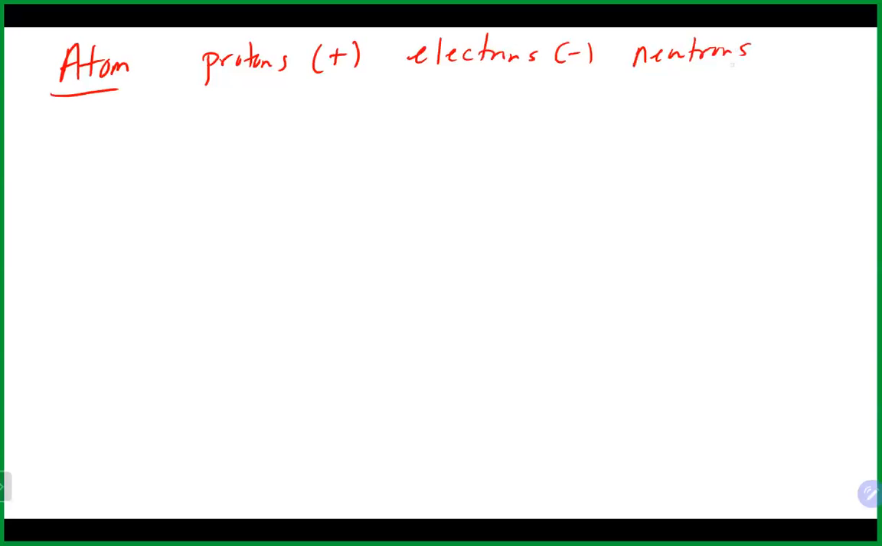So last time we got into chapter 4, and we really talked about the atom. We talked about a number of experiments that led to the understanding of the atom. It's really three subatomic particles: protons, which are positively charged, electrons, which are negatively charged, and neutrons, which have no charge. And we talked about some experiments.